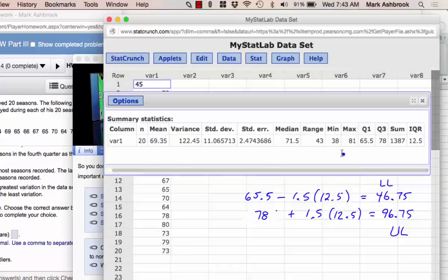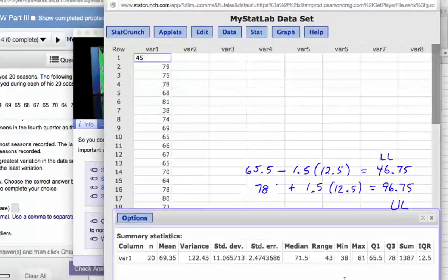The max is 81. 81, potential outlier or not? No. 81 is within the upper limit, not a potential outlier. So therefore, there's no potential outliers on the high side, because if the max isn't a potential outlier, nothing less than that would be. Okay, what about potential outliers that are too small? Our min is 38. Okay, that's certainly an outlier. And we'd better look through the rest of the data just to make sure there's not another one.